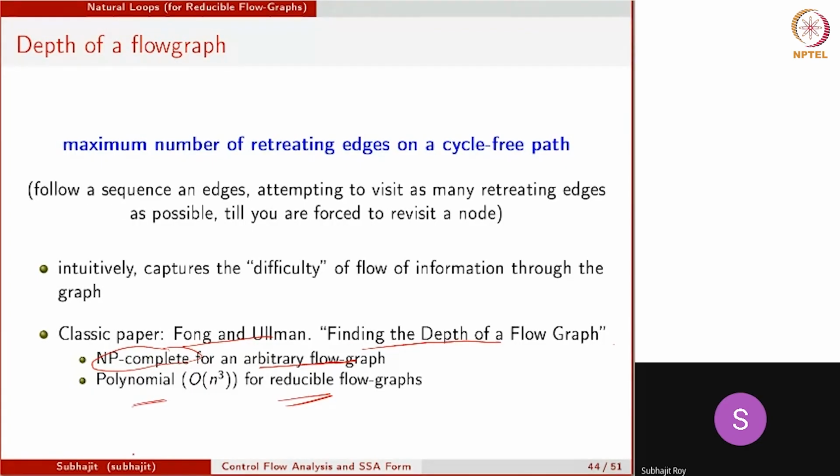So it is still very expensive. It's order n cube, and even for control flow graphs which have parts, it's sort of n square. But still, that is expensive. But still, it's polynomial time. So we still have a polynomial time algorithm for computing the flow graph.